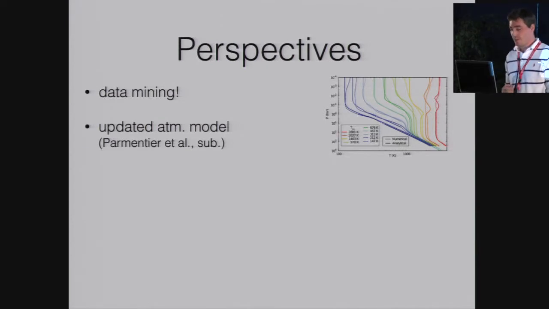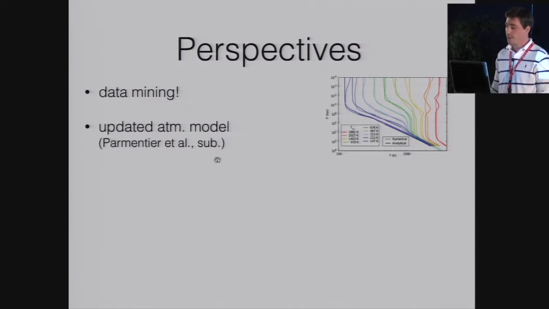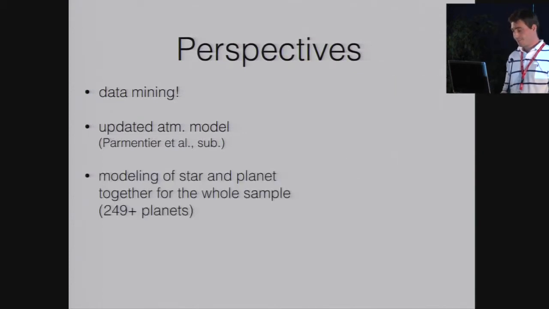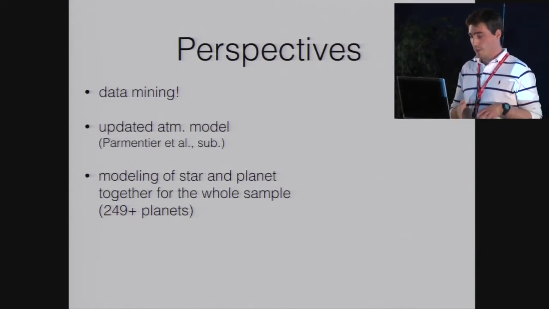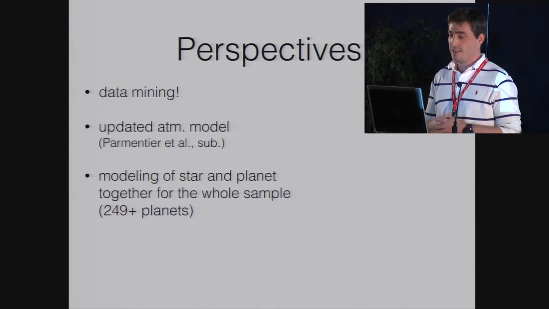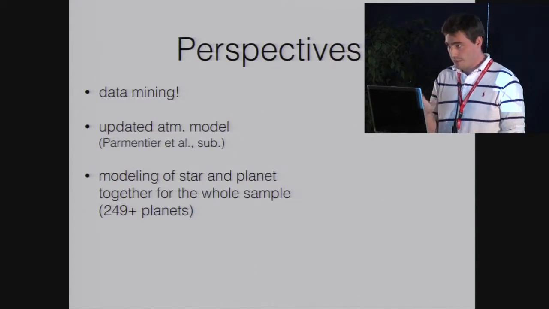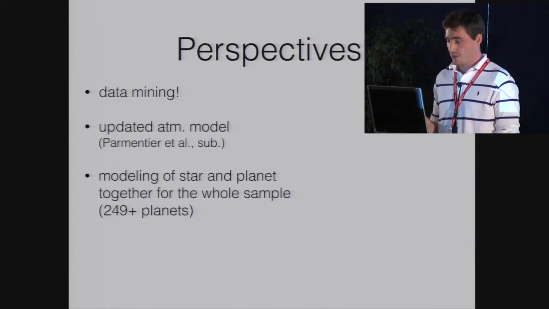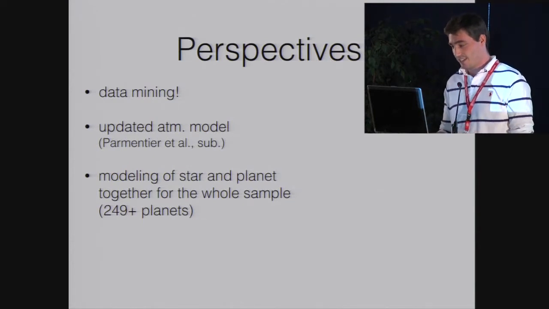So the second perspective that we have is to update the physics of the grid we have. So we'll update the atmospheric model by using the one presented by Vivien yesterday. And we also plan to include the new equations of state as explained by Isabelle. And of course, we have to do that in a more robust way, so we want to model the star and the planet at the same time. And this still has to be done. And we have to really take care of which data we will pick. So we will not trust any of the databases, and we have to go to each article and see what the things are.